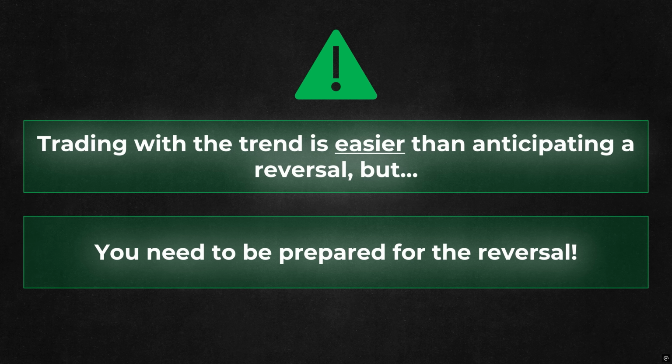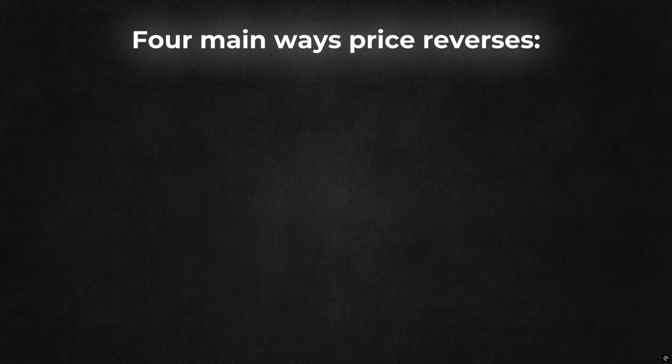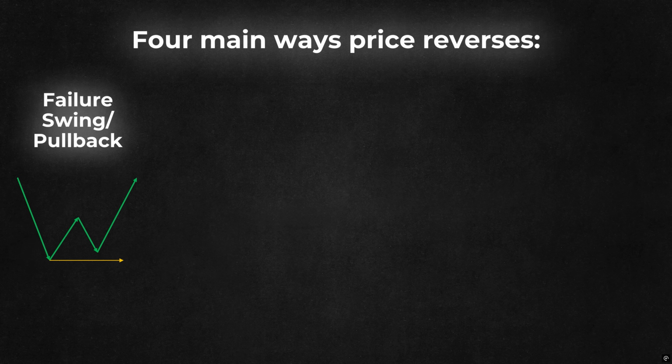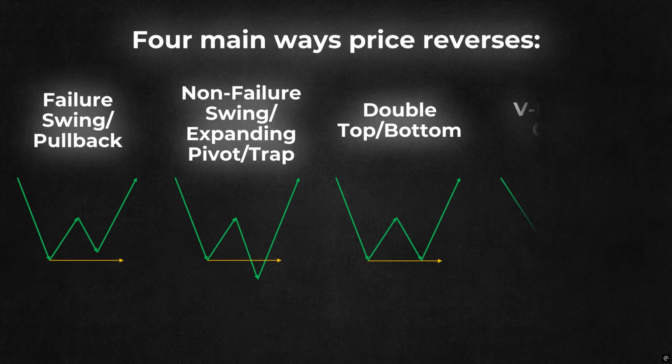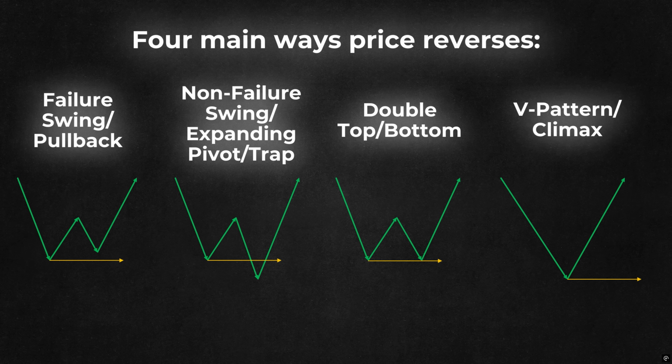When we look at the Dow theory and the Wyckoff method, we can define four main ways that price action reverses. The failure swing, also called a pullback; the non-failure swing, also called an expanding pivot or trap; the double top or bottom; and the V pattern, also called a climax. Let's go over the logic behind each one of these four types of reversal patterns.